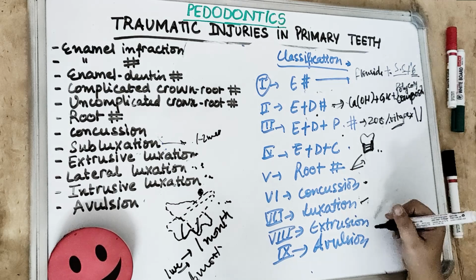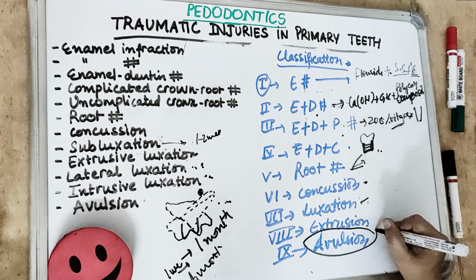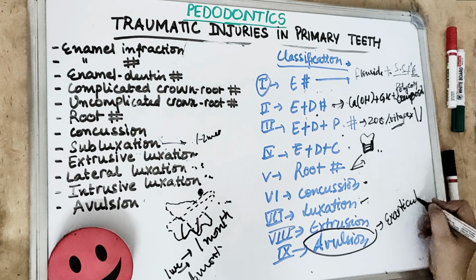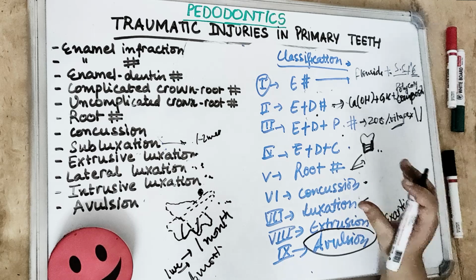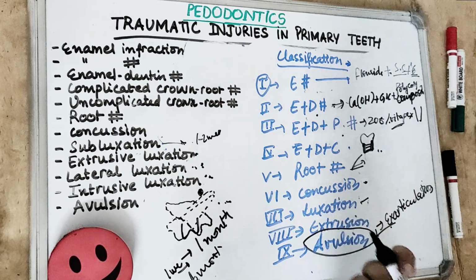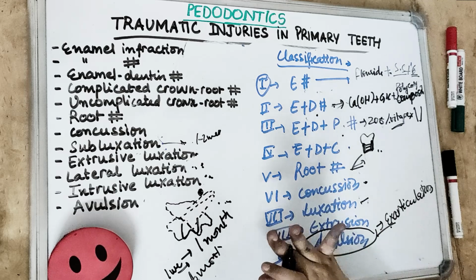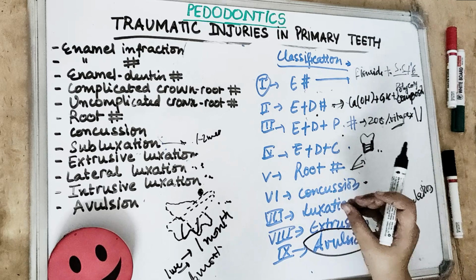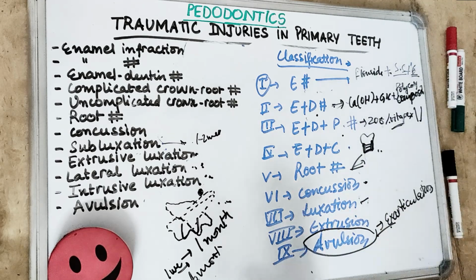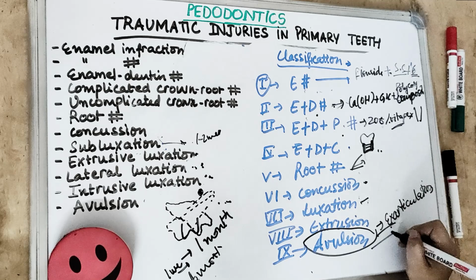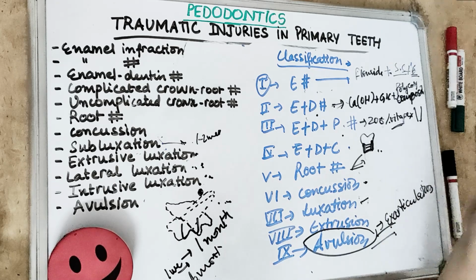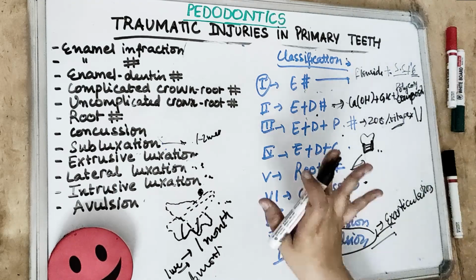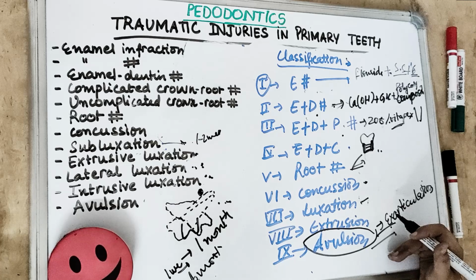Now coming to avulsion, or you can say exarticulation. When the tooth has come out of the socket, we actually re-implant the tooth into the socket, but it is not recommended for primary teeth because there is a risk of damage to the permanent tooth germs. So we don't re-implant the avulsed tooth for primary teeth. We do it for the permanent teeth. We don't do it for primary teeth. Remember this.